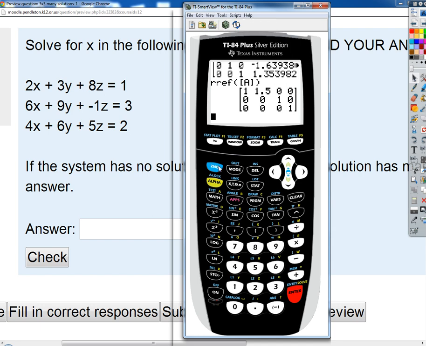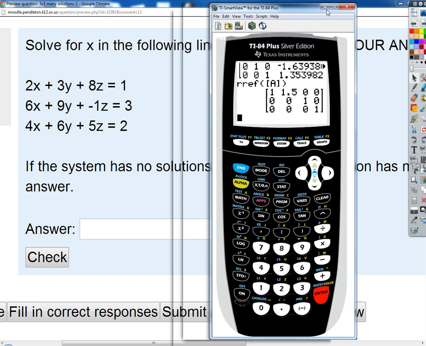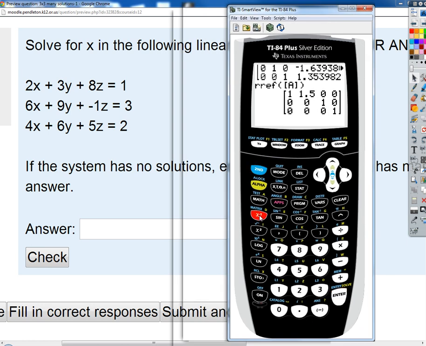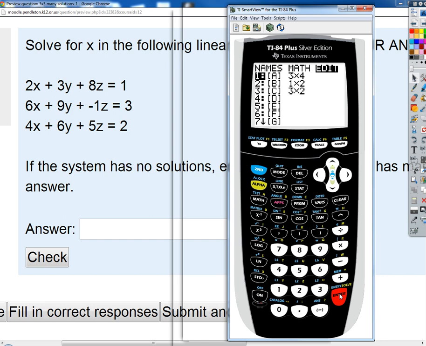Okay, try this one. So if we quickly put this one in there, so second matrix, edit, A. So read these off to me real quick. What do we get? 2, 3, 8, 1, 6, 9, 8, 4. Oh, hang on. 8. What's after 8? 4. Then what? 6, 5, 2. Okay, so that one's in there.